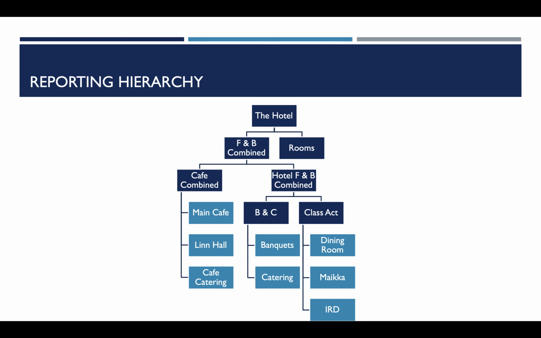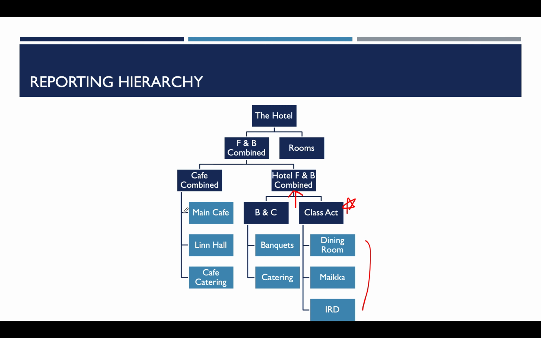Here we go. So the reporting hierarchy, just so you can kind of visualize all the different outlets here. Let's see if I can get my pen up. Yep. Okay, so here are mine. So these lighter colored ones are all the different outlets. So here are my three. So in-room dining, the bar, dining room floor. This reports up to the Class Act restaurant. Banquets, catering. These two go into banquets and catering combined. And then these two go to hotel, food and beverage combined.